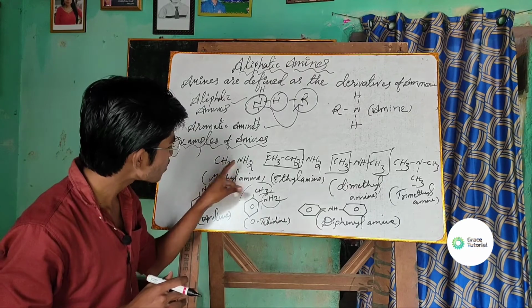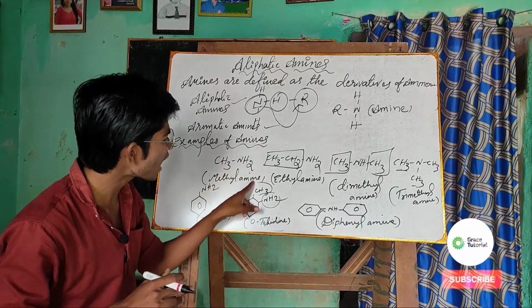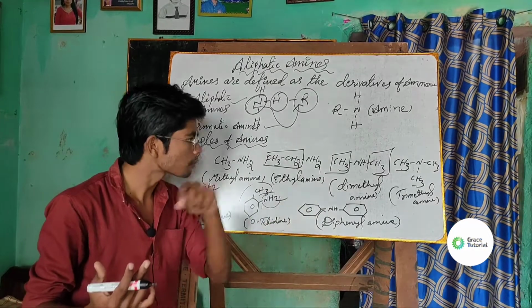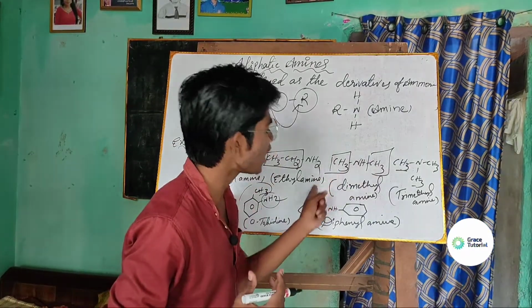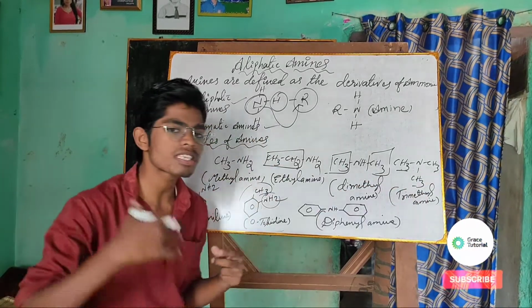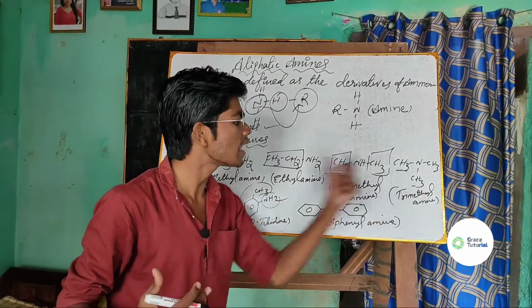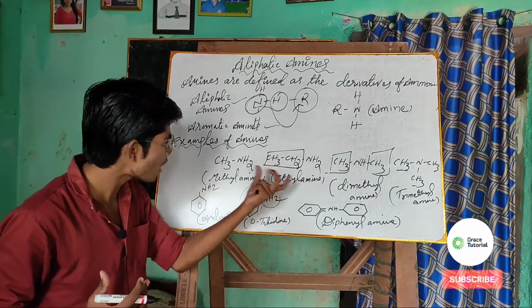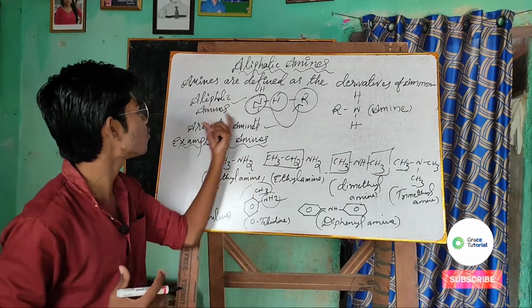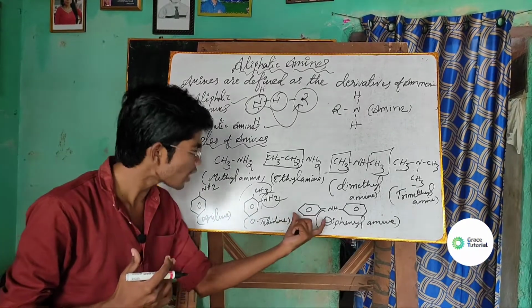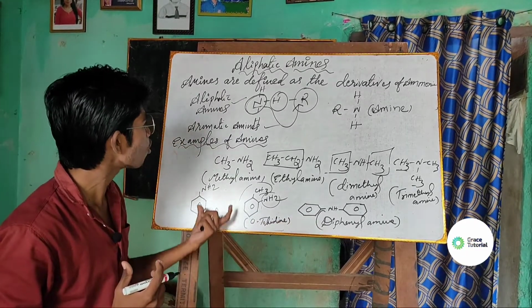Here, a methyl group is attached to the amine, that's why it is known as methylamine. Similarly, an ethyl group is attached to the amine, this is called ethylamine. Here, dimethyl and amine, but here the three methyl groups are there, that's why it is called trimethylamine. And all these compounds are open chain compounds, that's why these amines are called the aliphatic amines. But if you look here, these compounds are ring compounds, that's why these amines are called the aromatic amines.